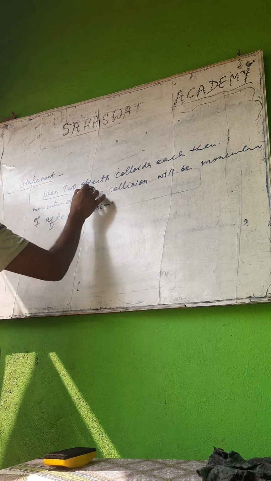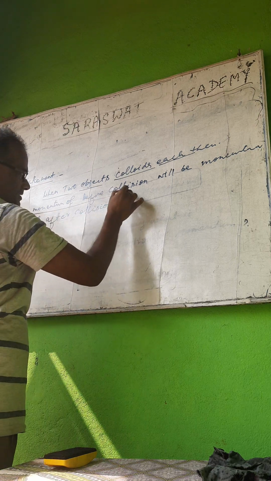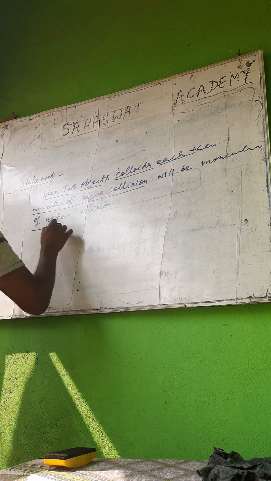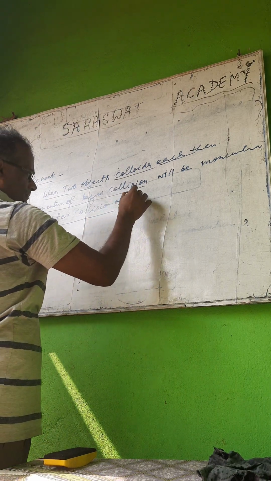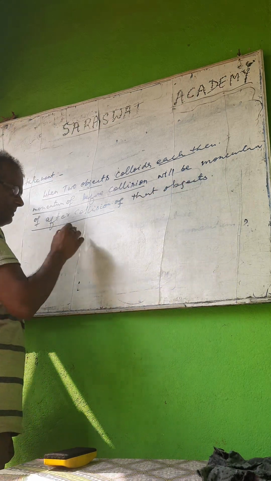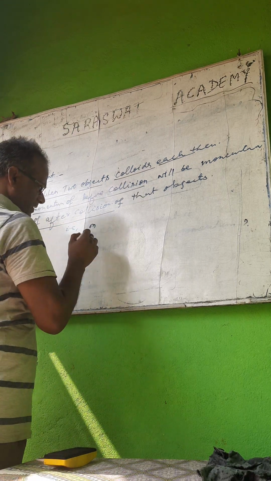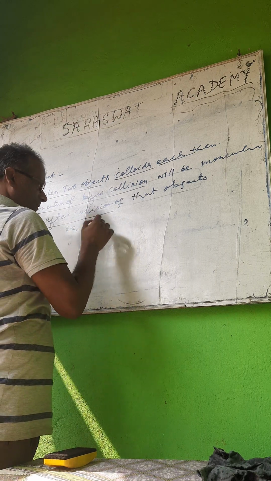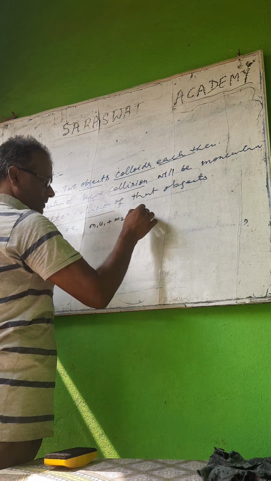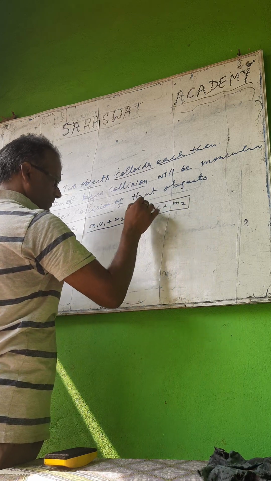It means when two objects collide with each other, then the momentum before collision will be the momentum after collision of those objects. That is, suppose the masses are m1, m2, then m1 u1 plus m2 u2 equals m1 v1 plus m2 v2. So at this time we prove it here.